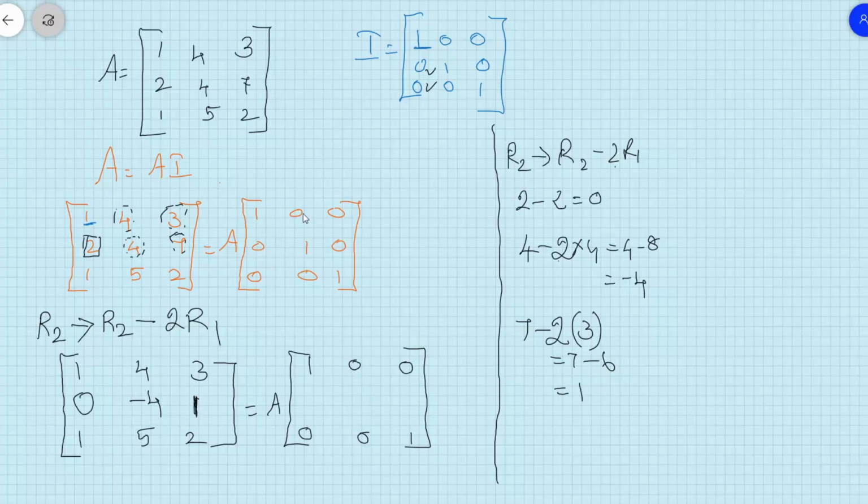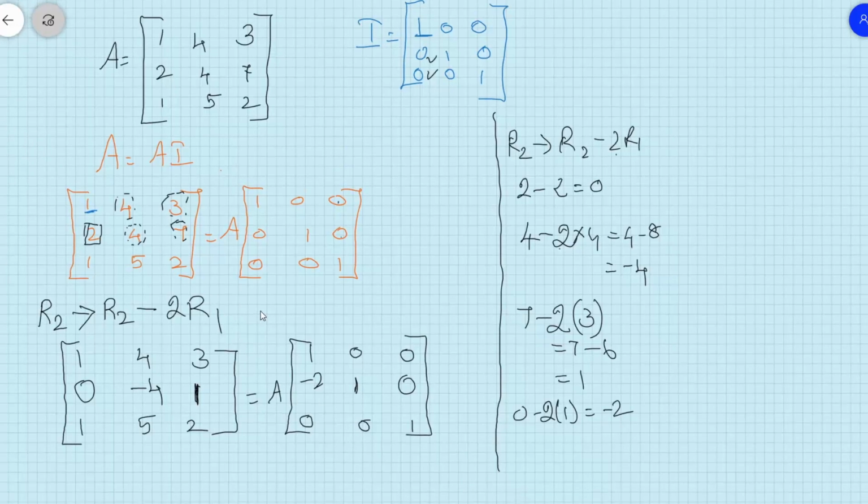So the same operation has to be done on the right hand side. So 0 minus 2 into 1, that will be minus 2. This is minus 2 from these two operations. Then this is 1 minus 2 into 0, it will be 1. So 0 and 0, this is 0. So 0 minus 2 into 0 is going to be 0. So we have completed the first operation.